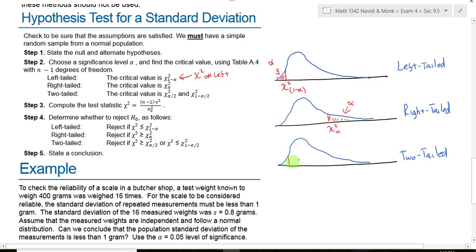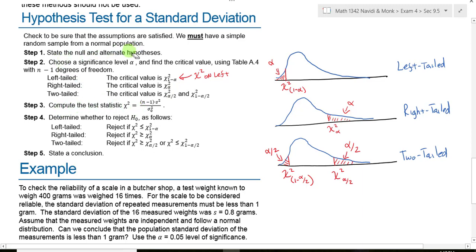And then for a two-tailed test, you would have two critical values, and we take our alpha level and we split it evenly over these two tails, so this area would be alpha over 2 and this area would be alpha over 2. To get the critical value to the right, you do chi-square alpha over 2, and to get the critical value on the left, you would use chi-square 1 minus alpha over 2 for your area. I think the pictures do a better job of explaining things than just looking at these words and symbols. Do you agree? Then you want to compute the test statistic.